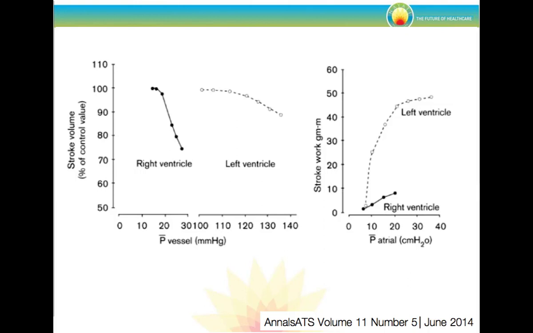So we can see in this diagram that the right ventricle doesn't handle the pressure very well. You can see with a relative change in pressure from 20 to 30, the stroke volume significantly drops. When you compare with the left ventricle, it handles pressure quite well.